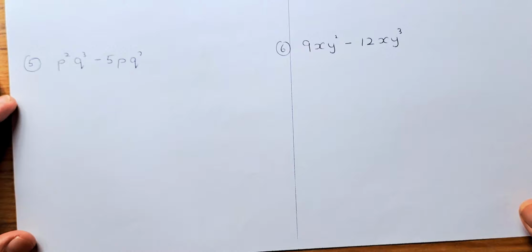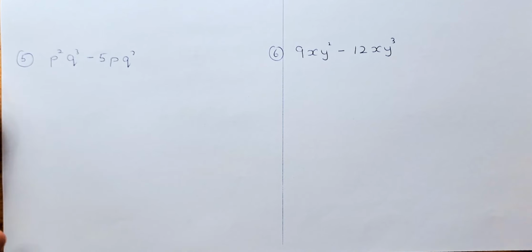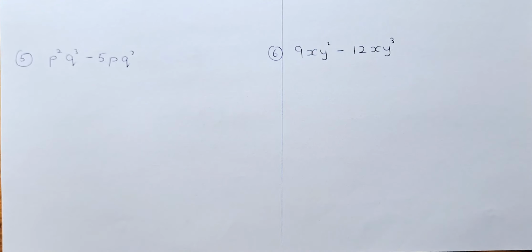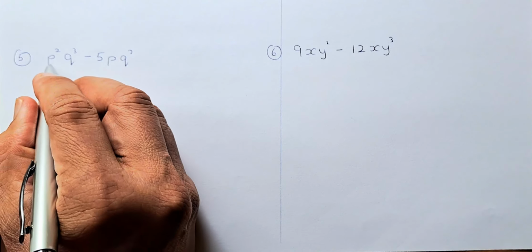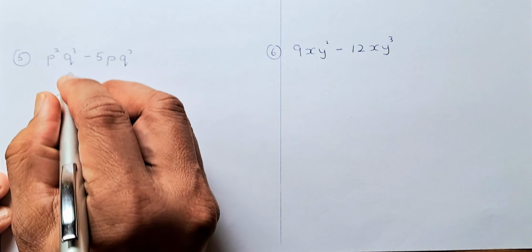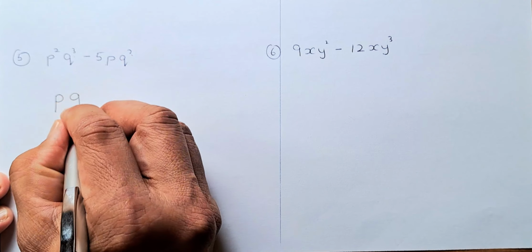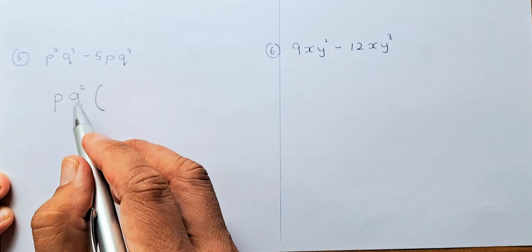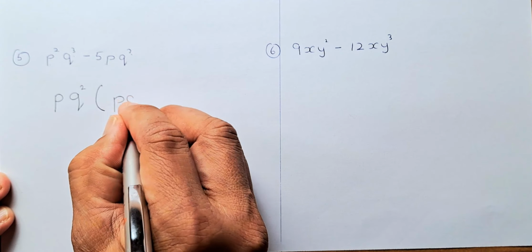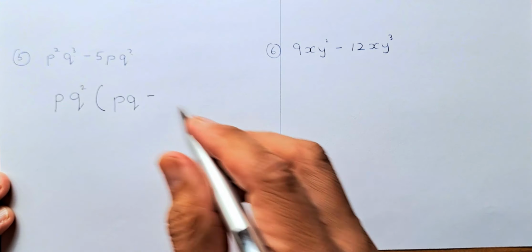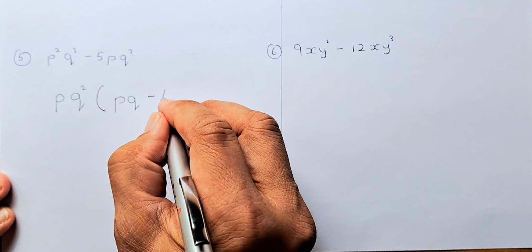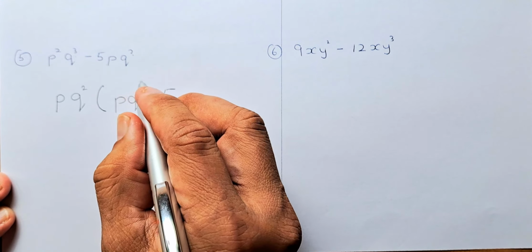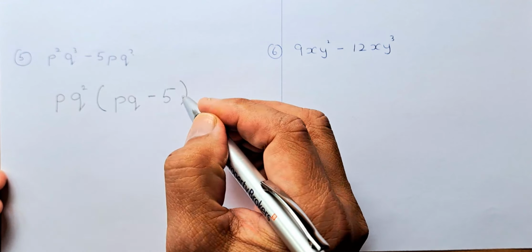Okay, now we go on. The fifth and the sixth. So now there are no numbers here. Don't worry about the numbers. So we've got p squared q cubed minus 5pq squared. So the highest common factor between p squared and p is going to be p, and between q cubed and q squared, q squared. So now you're going to divide. Put a bracket. p squared q cubed divided by that, you're going to get p q. And 5pq squared divided by pq squared, you're going to get 5, that's it. Okay?